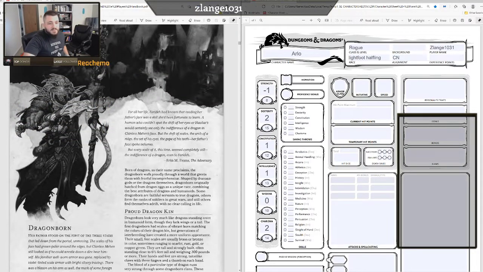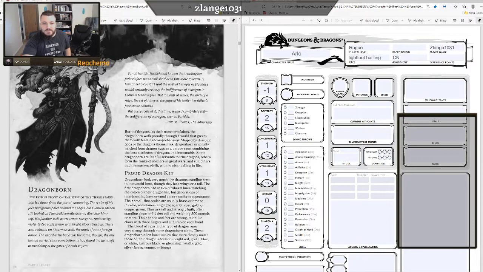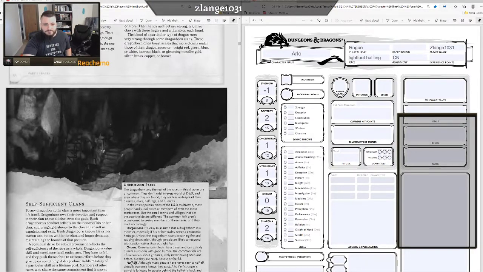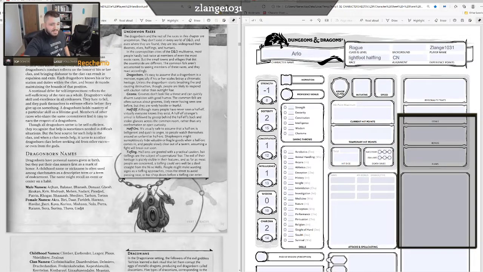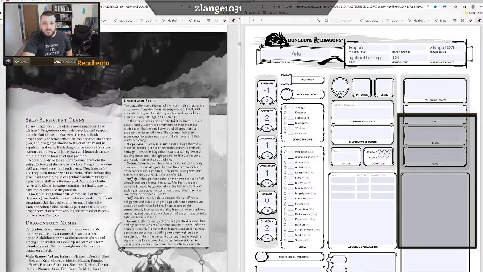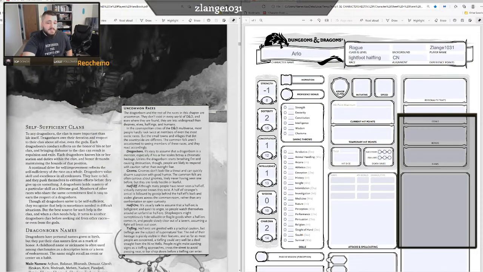Dragonborns. These are your... not really half dragon, but, I mean, you're kind of born from a dragon. And honestly, these are, to me, a completely new race. They were not in 3.5, and so they were completely new to me. It was different, and they fall under the uncommon races.